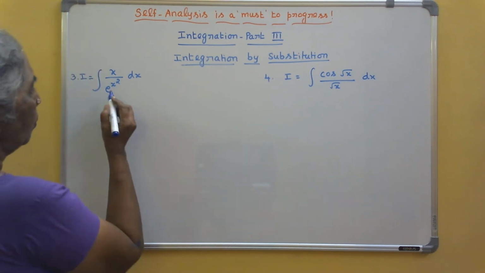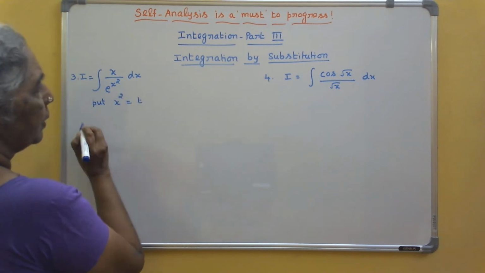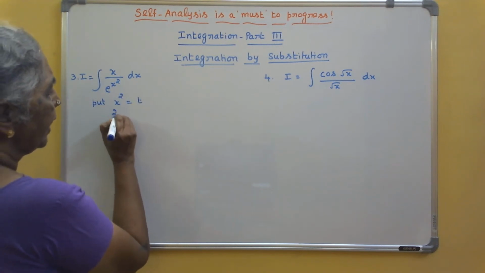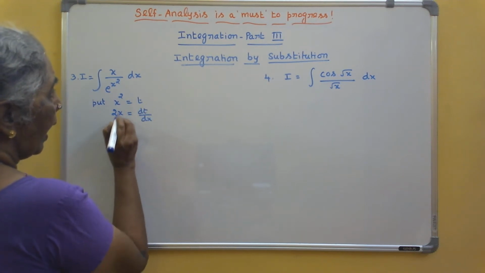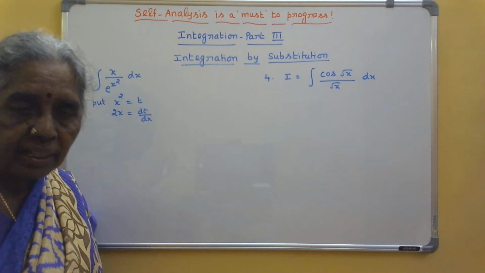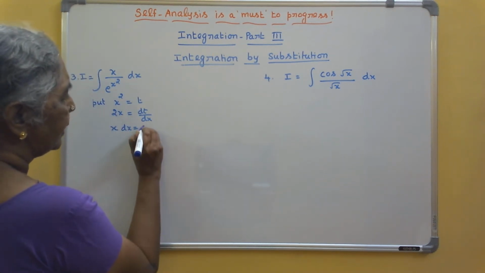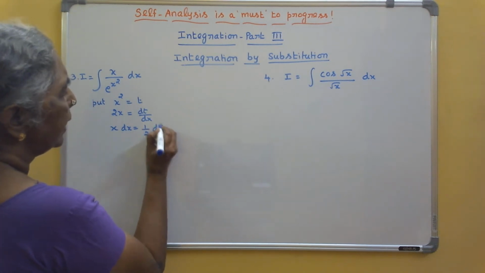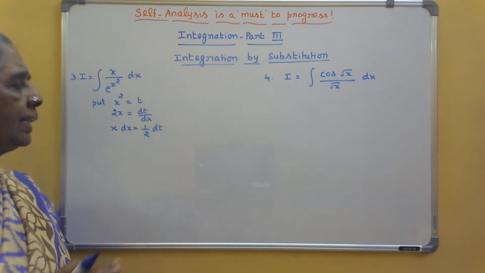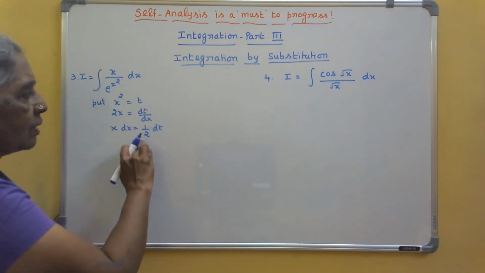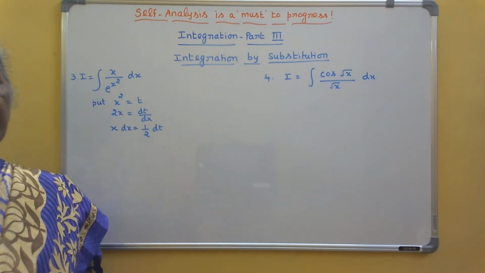Okay. So now I will put x squared is equal to t. Then if I differentiate I will get 2x is equal to dt by dx. I want only x dx because I have an x dx there. So I will write x dx is equal to, bring the 2 here, half dt. So like this, sometimes the numerator part along with the dx will be something related to dt: 2 dt, half dt, 1 by 3 dt, like that.